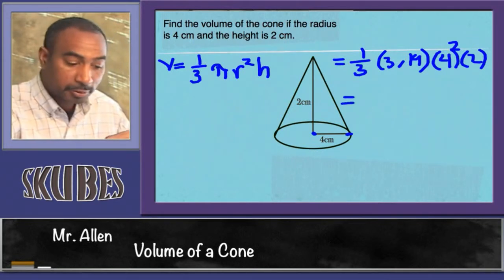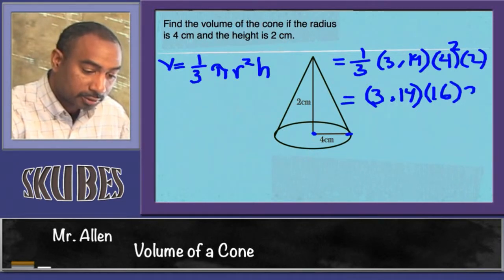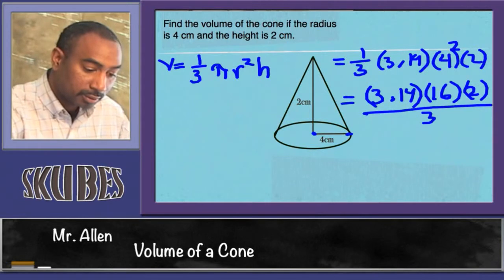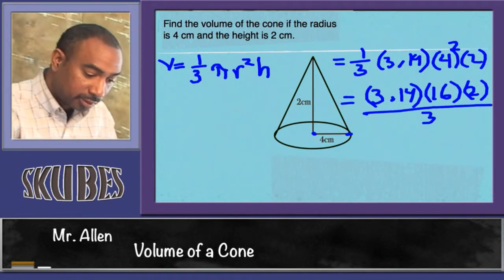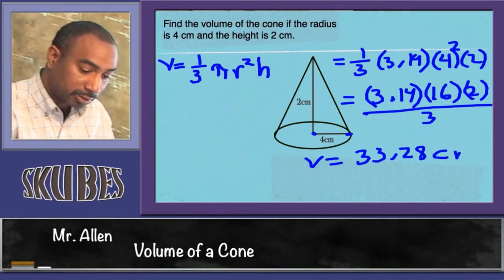And always do the exponent first before you simplify any further. So you get 3.14 times 16 times 2 and divide all this by 3. And when you do that, the volume will equal 33.28 cubic centimeters.